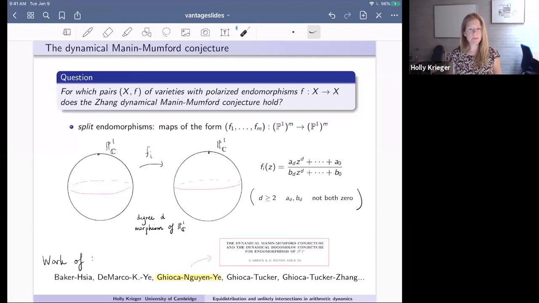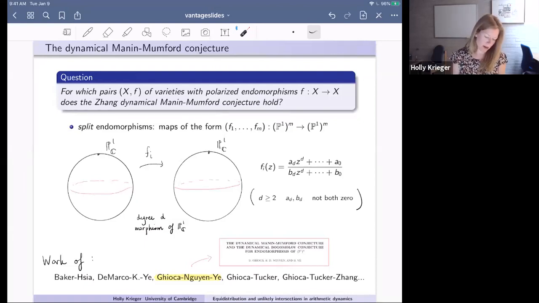Okay. All right, so this is known in a number of cases, but it is certainly open in a broader sense, right? In some sense, a lot of the cases basically come down to the low dimensional setting that are known. And there's not a whole lot known in full generality. One of the cases which is best understood is the case when X is a product of copies of the Riemann sphere and the map is acting coordinate-wise, so-called split endomorphisms of P1 to the M, okay?